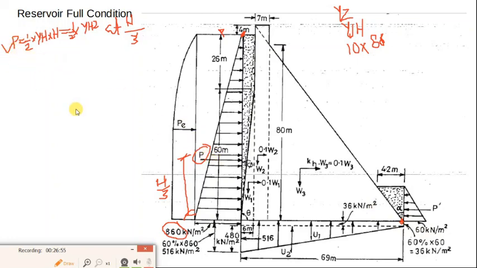Now since there is also a tail water at height 6 meter, the height of this is 6 meter. So this is say P1, and similarly you can calculate P2 for 6. So this is half into gamma W into 6 square. You can calculate P2 also here.